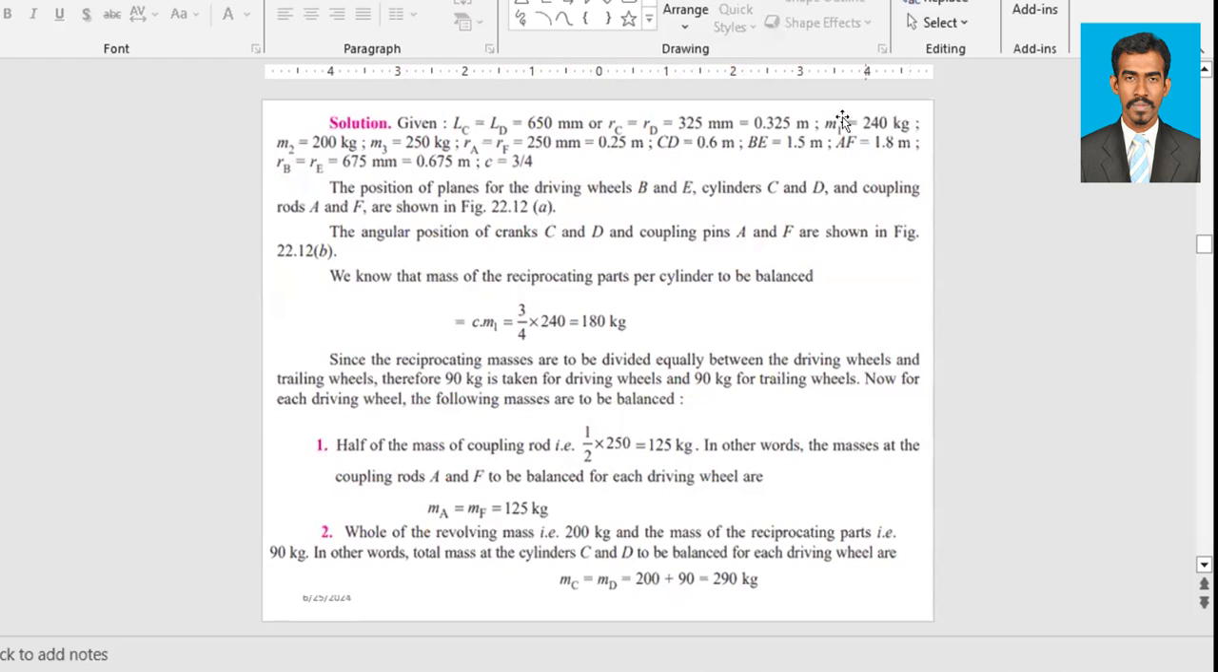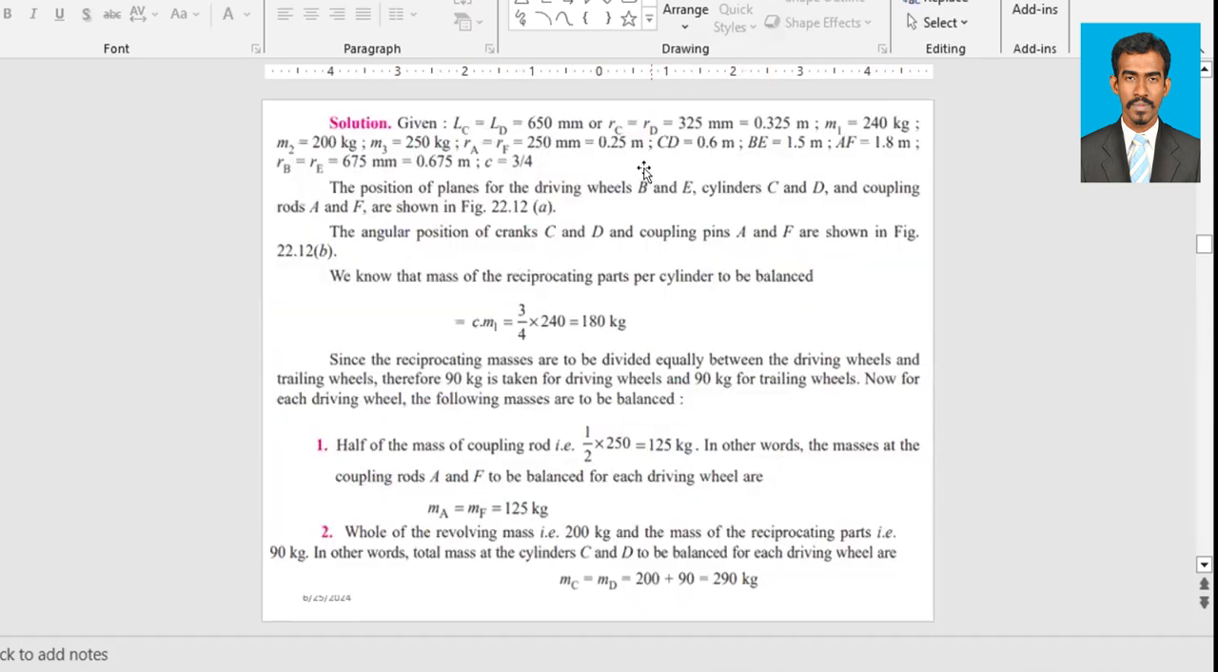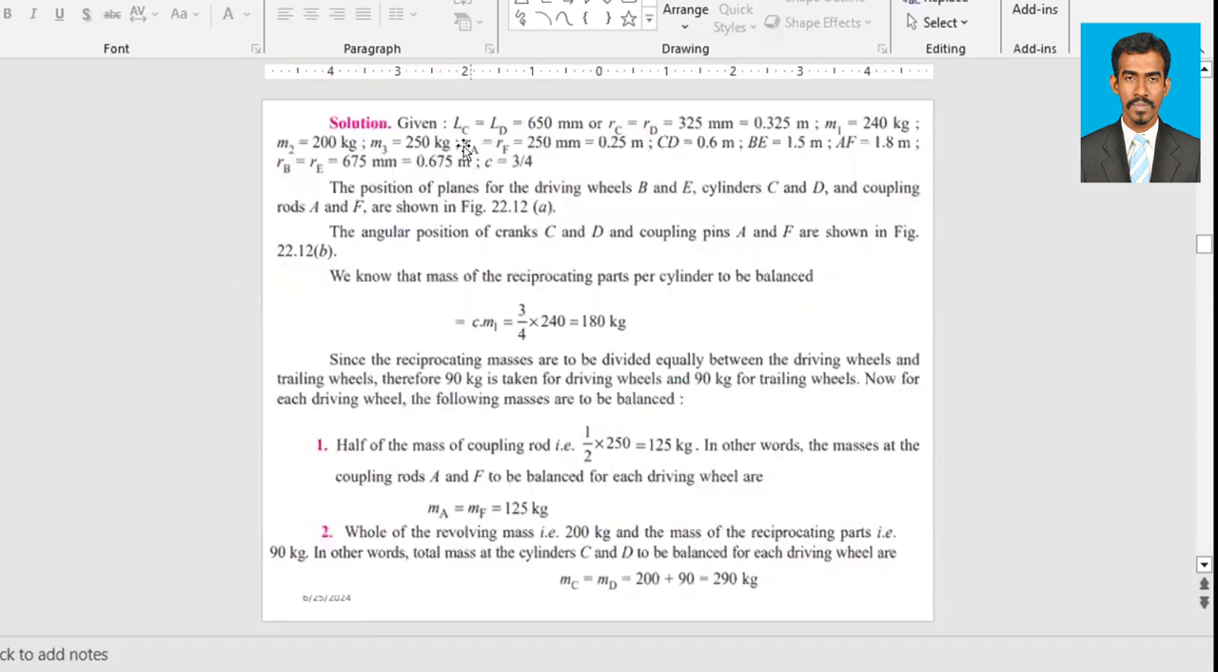325 millimeter. And mass 1 is given as 240 kilogram, that is the mass of reciprocating parts, and the mass of revolving parts is 200 kilogram. So M1 is 240 kilogram and M2 is 200 kilogram. M3 is the mass of the coupling rod, that is 250 kilogram. And the radius of the center of the coupling rod pin is 250 millimeter. That radius we will consider as A and F. So they are 250 millimeters.